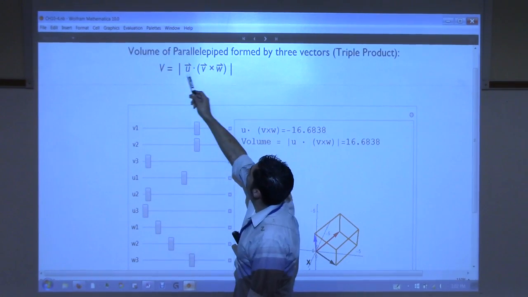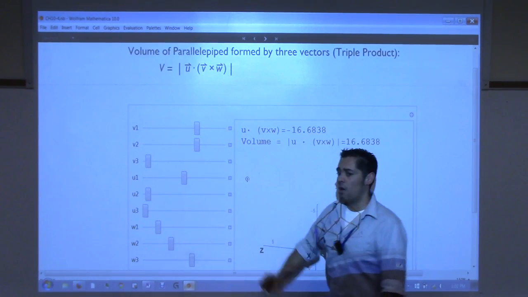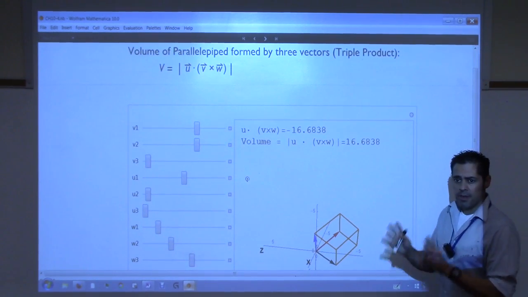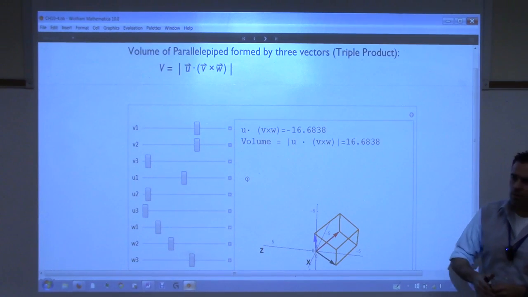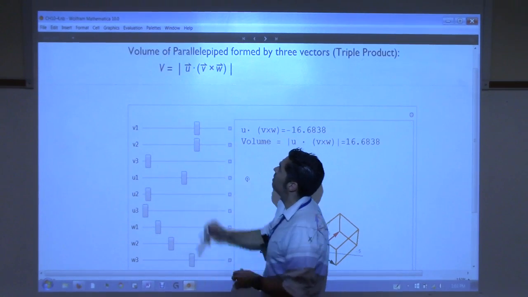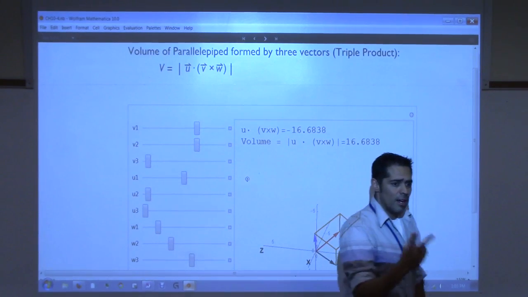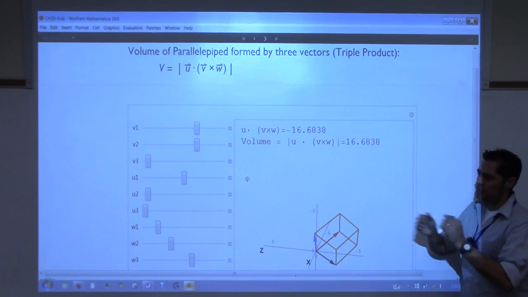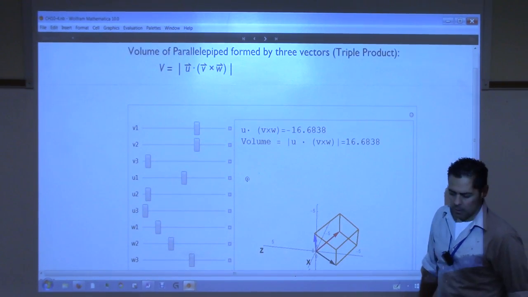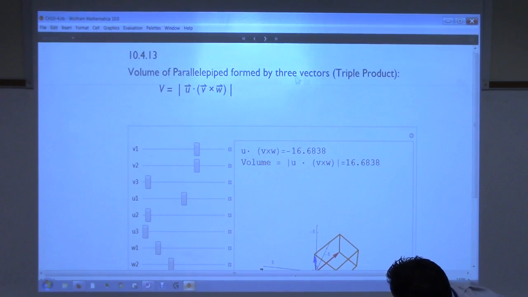It is the absolute value of the dot product of U with the cross product of V and W. It does not matter what order you do this in. You have three vectors. You call one of them U, one of them V, one of them W. You cross V and W. When you cross two vectors, you get a what? A vector. Okay. You take U and you dot it with that vector. When you dot two vectors, you get a number. You take the absolute value. That's the volume of this. It's not a box, right? We call it a parallelepiped. It's called the triple scalar product, or triple product.